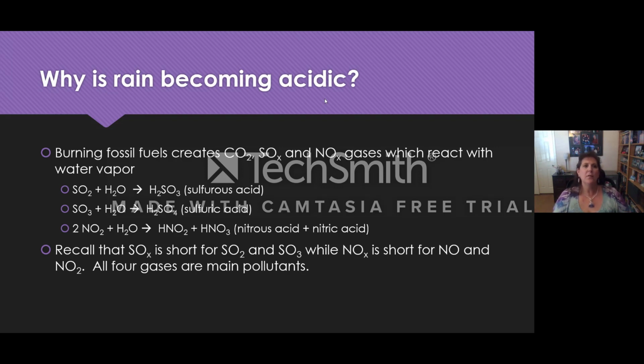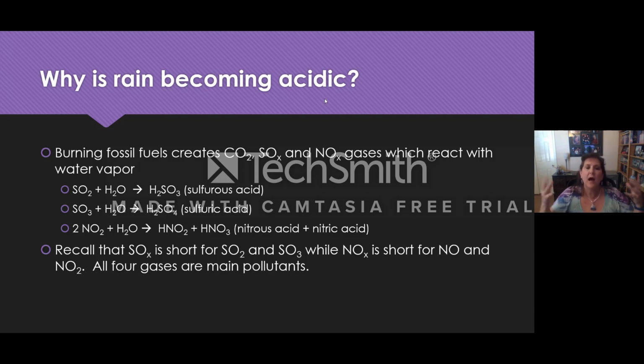Why is the rain becoming more acidic? Well, when we burn fossil fuels, we learned about those, right? Coal, oil, and natural gas. We create carbon dioxide, SOx, and NOx gases, which react with water vapor. So SO2 in water makes sulfurous acid. SO3 in water makes sulfuric acid. And then NO2 in water makes nitrous and nitric acids. That's a lot of acids up in the sky. So SO2, SO3, and NO2, SOx and NOx, and CO2.